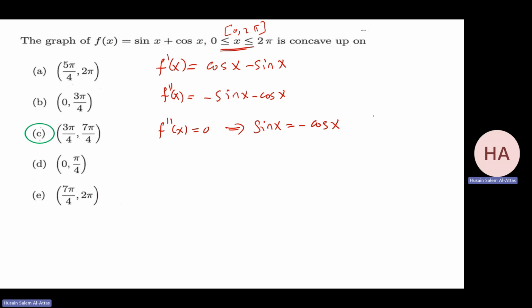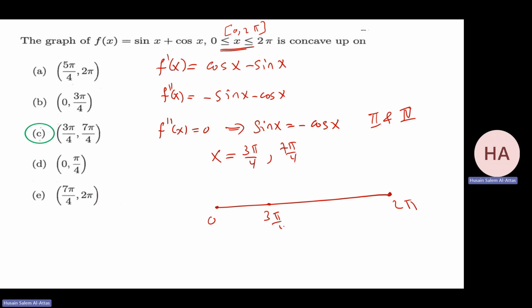It means which quadrant? Second and fourth, where sine is different than cosine in sign. And the reference angle will be pi over 4. So x will be 3 pi over 4, and 2 pi minus pi over 4, which is 7 pi over 4. These are my angles. I make the number line: here I have 0, this is 2 pi, these are the endpoints. Here I have 3 pi over 4, and here I have 7 pi over 4.